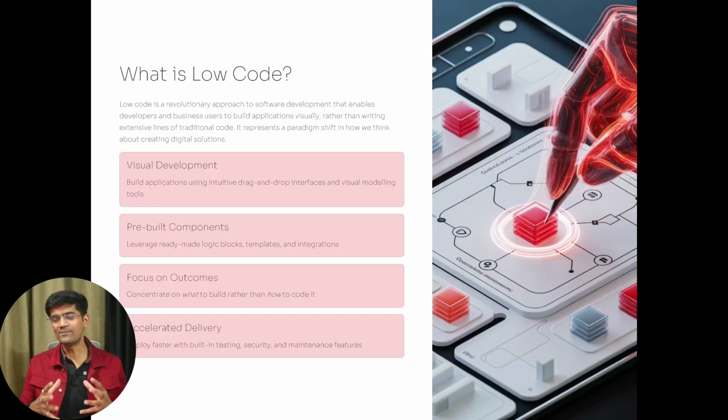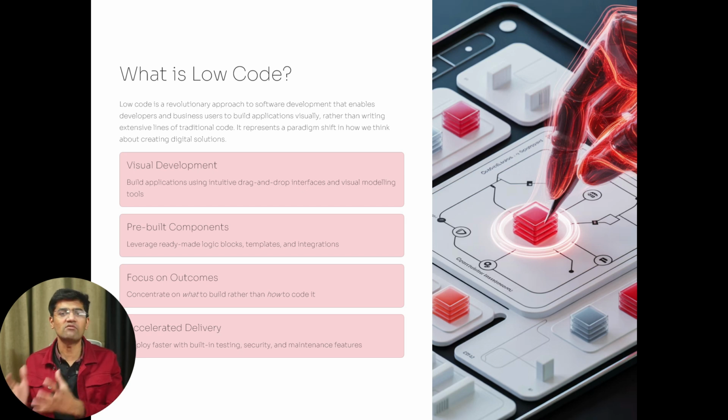Low code is simply a revolutionary approach to software development that enables developers and business users to build applications visually. Now, when we work with Java or Python, how do we develop the code? We first set up the environment, then we download one IDE like Eclipse, then we write code on our own, right? We write lots of lines, 1,000 lines of code, and this is how we create the software.